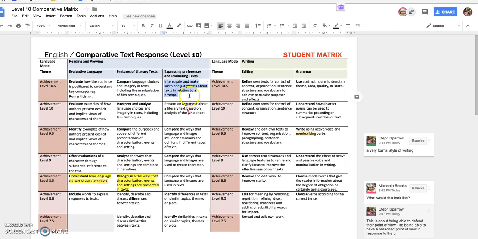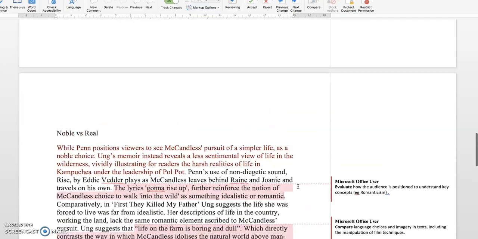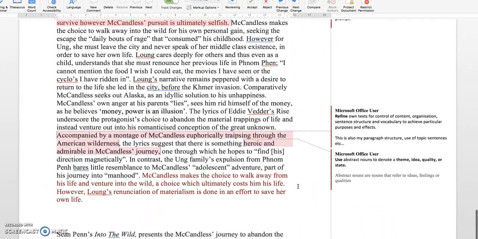Interrogate and make judgments about a text in relation to the prompt. Judgments, not as in I like the text or I dislike the text, but it has to be a judgment relating to the prompt. So in this case, our prompt is the rejection of materialism. So let's find this. I reckon it's down here. Here we go.